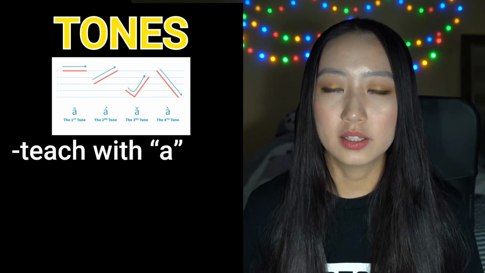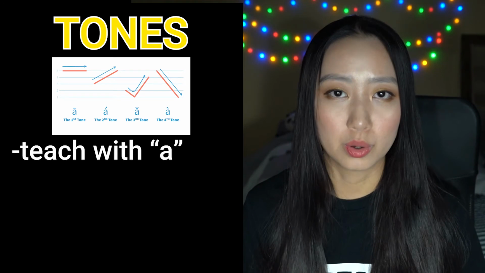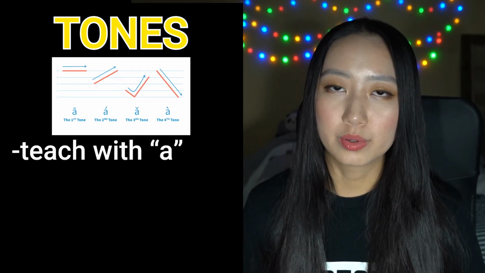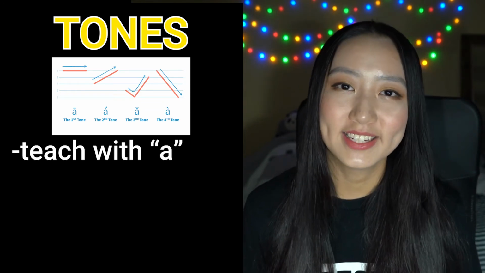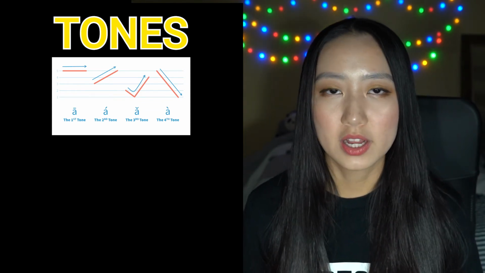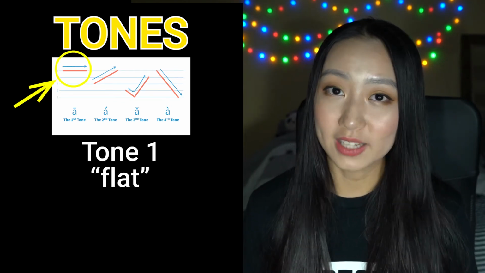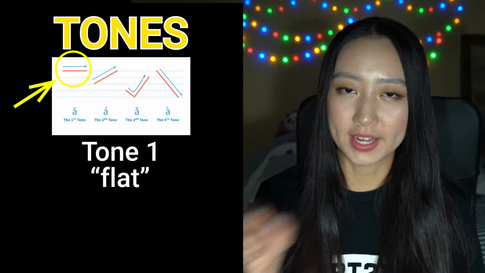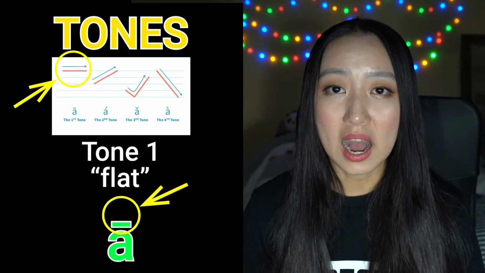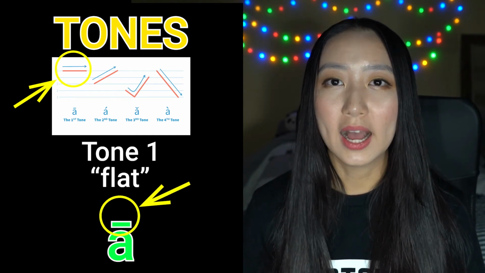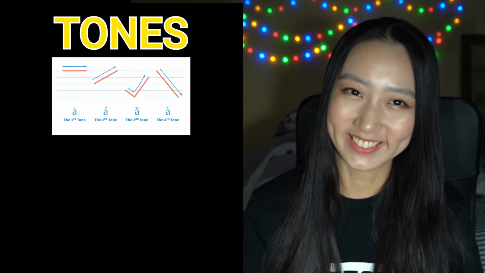I will be using the letter A to show how to pronounce each of the tones. I will go through them in order, and I'll also be adding a graphic on the screen so you can follow along with me on how the tones work. So tone number one is also called a flat tone. It's marked as a dash on top of the vowel, and it has the sound of ah. Repeat. Ah. So yeah, it's very, very flat, hence the flat tone.